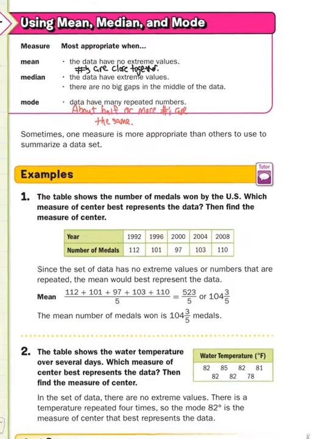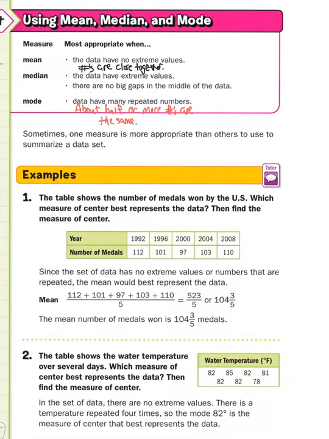In example 1, it says, the table shows the number of medals won by the U.S. Which measure of center best represents the data? Then find the measure of center. So after you choose mean, median, or mode, then you have to find that mean, median, or mode. So we're not looking at the years in this case. We're looking at the number of medals. So we're looking at 112, 101, 97, 103, 110.